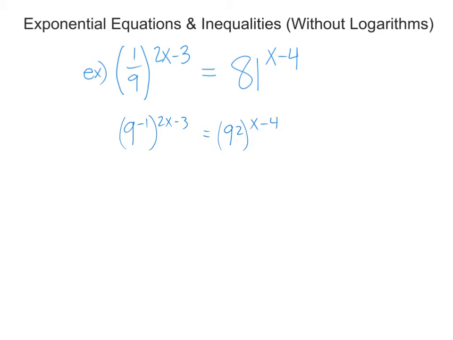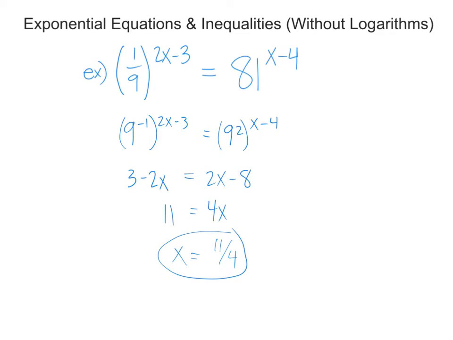Okay, so I'm going to multiply the negative 1 and the 2x minus 3 on the left. Basically, the 2x will become negative and the 3 will become positive. And I'm going to multiply the 2 by the x minus 4, which gives me 2x minus 8. And I have another linear equation. I add 2x to both sides, making 4x on the right. I'm going to add 8 to both sides, giving me 11 on the left. And divide by 4, I'm going to get 11 fourths. Alright, no calculator necessary, 11 fourths.